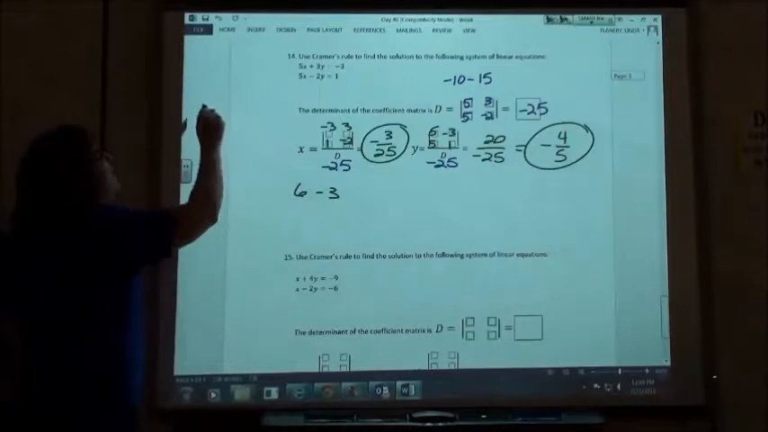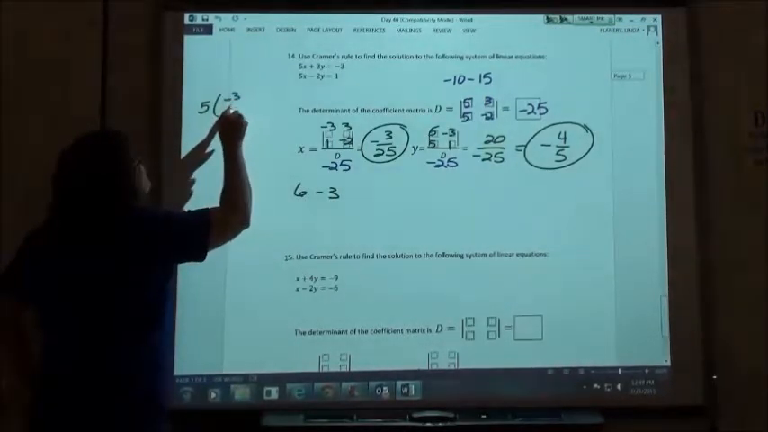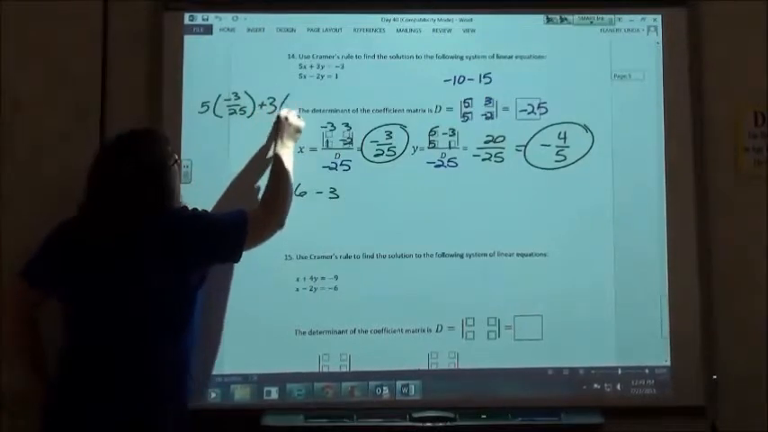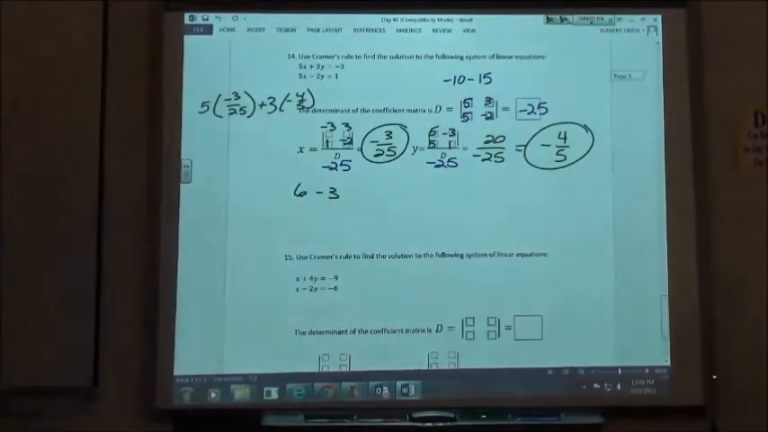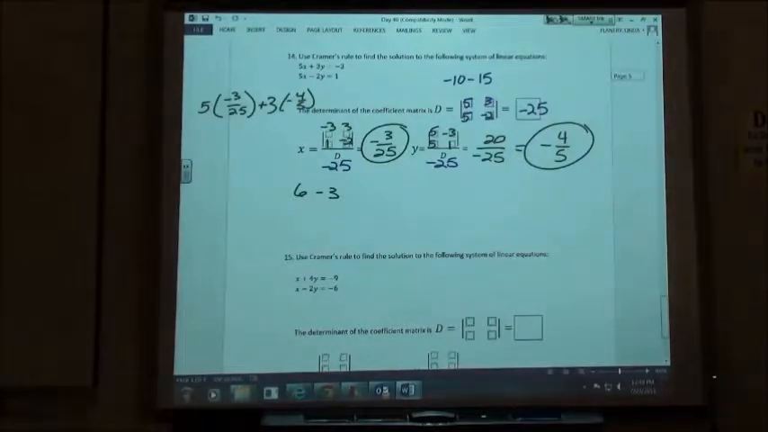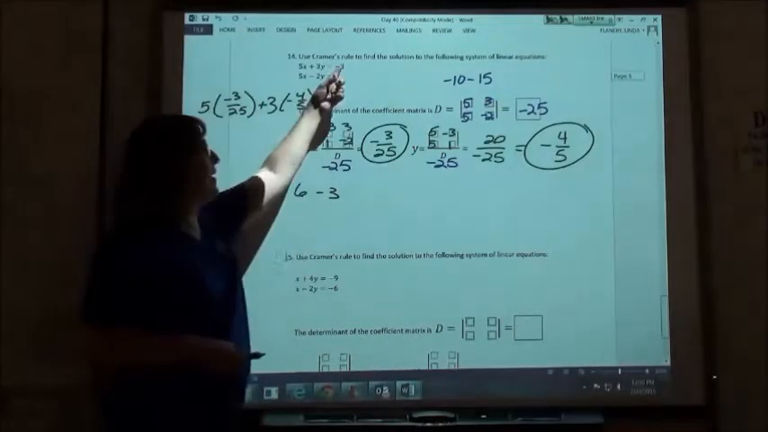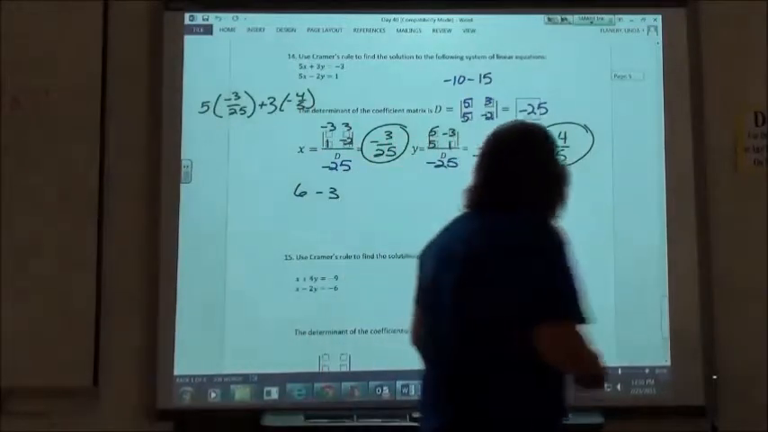And again, just to quickly check that on your calculator, take 5 times negative 3/25 plus 3 times negative 4/5. And we get negative 3, right? And that's what we're supposed to get. Negative 3. So we must have done it right. It's always good to check.